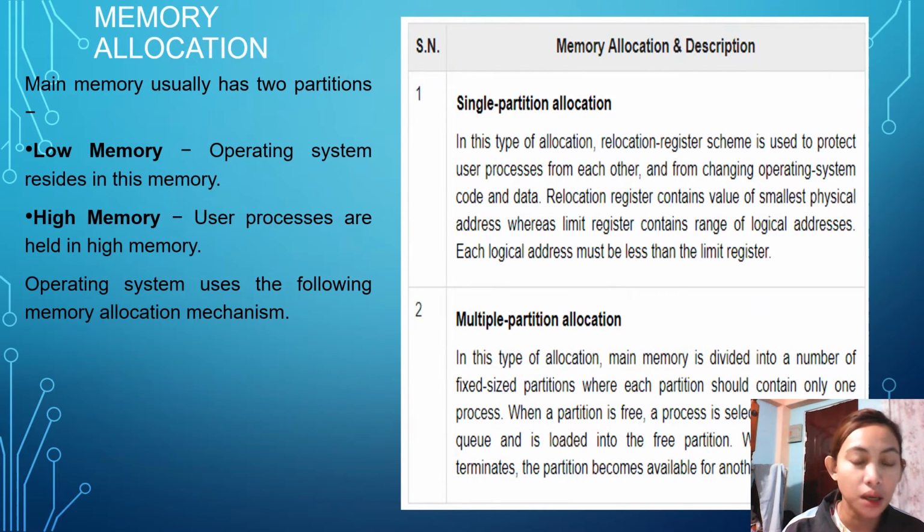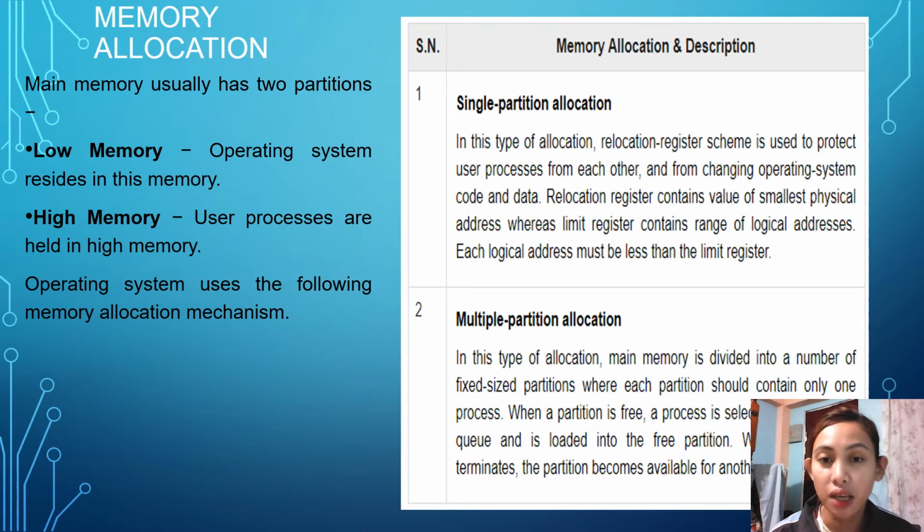Memory allocation. Main memory usually has two partitions: the low memory and the high memory. In low memory, the operating system resides. In high memory, user processes are held. The operating system uses the following memory allocation mechanisms.